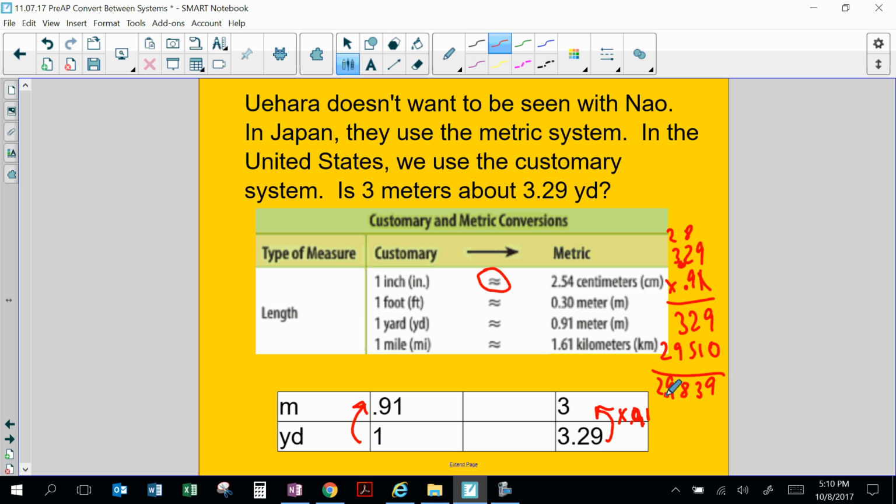So 2.98. Is that about 3-ish? I mean, if you want to be exact, it would be 2.98. But is it about 3-ish? It is. So when he said, you stand back 3 meters, that's like 3 yardsticks, 1, 2, 3, and a little extra. That's like 36 inches, 36 inches, 36 inches, and a little more.